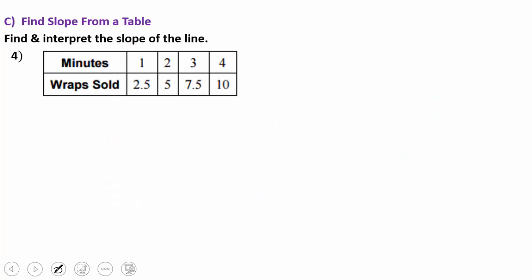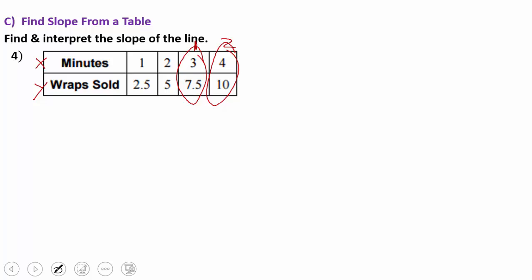And lastly, find the slope from a table. We're going to interpret this slope as well. We have this table, and probably using our slope formula, we are going to take any 2 points. So I'm just, for the heck of it, going to take these last 2, and I'm going to call this point 1 and this point 2. So we know that typically x is on top and y is on bottom when we have a table, typically. And it only makes sense that the number of wraps sold per minute.